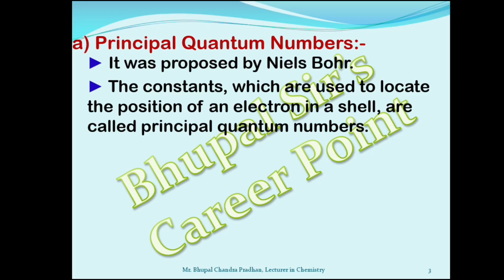The constants which are used to locate the position of an electron in a cell are called principal quantum number. It is denoted by the symbol n.